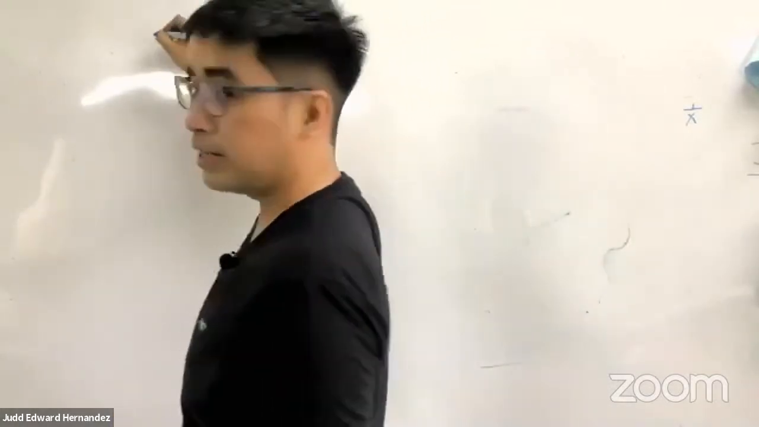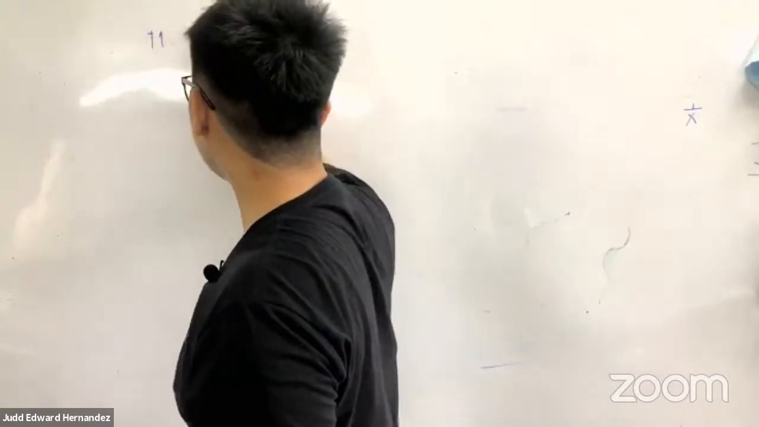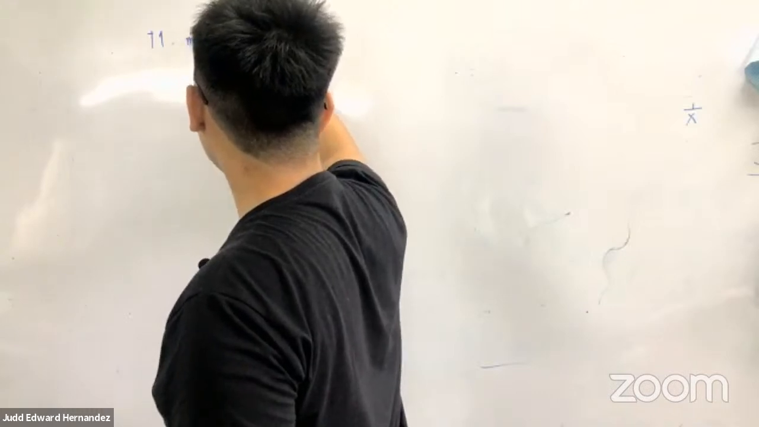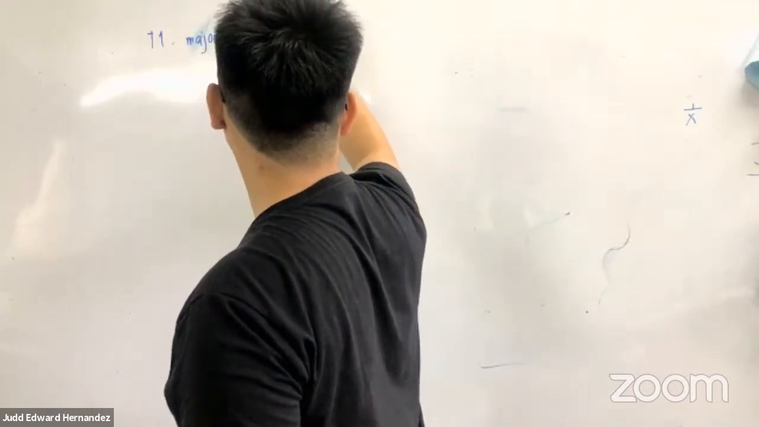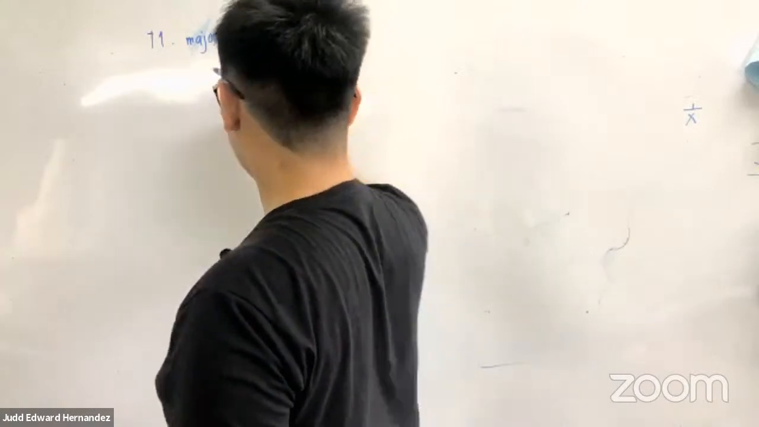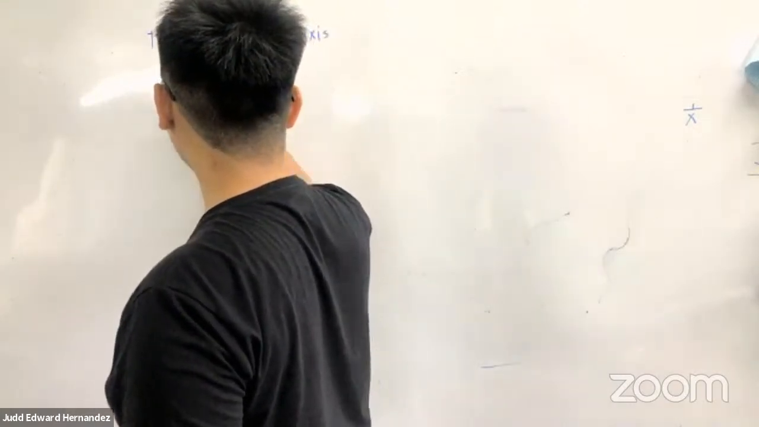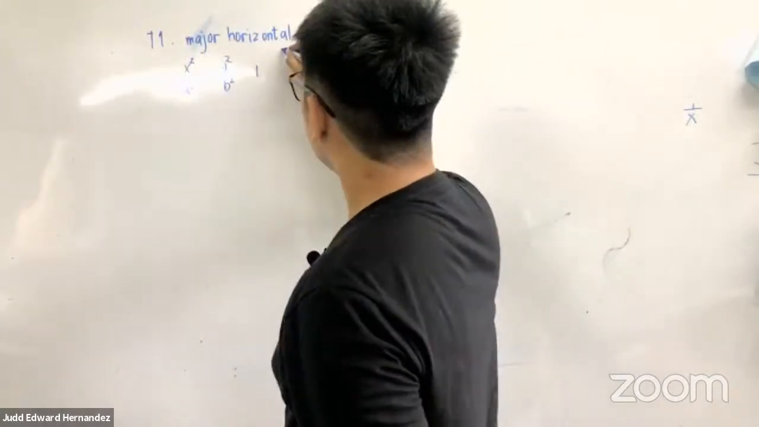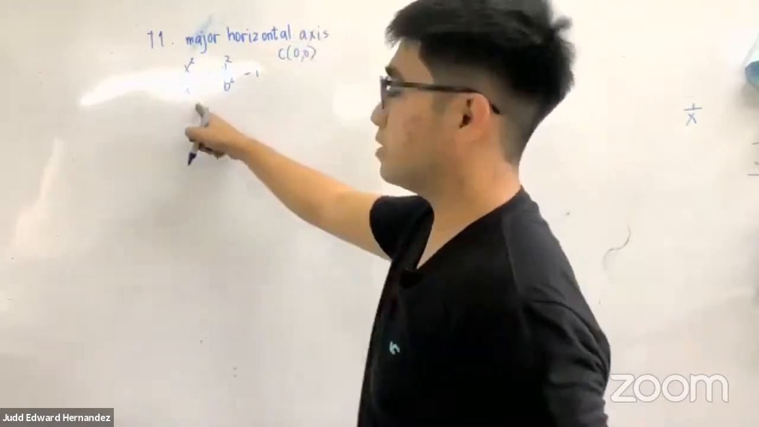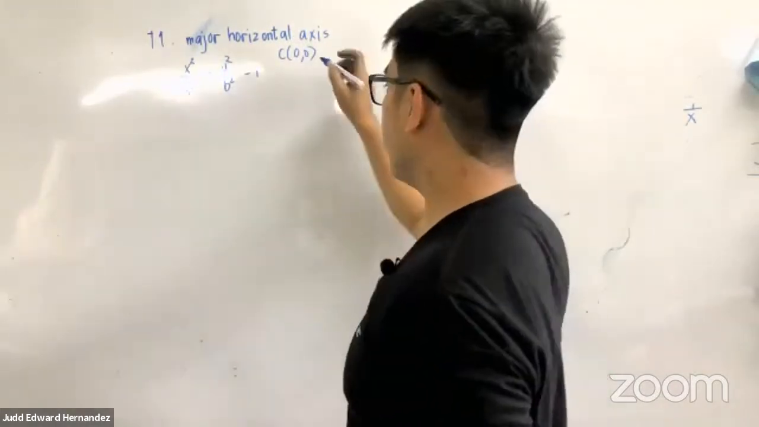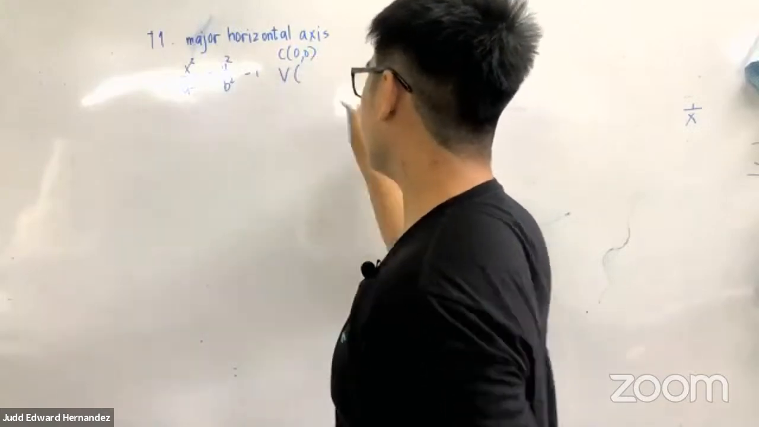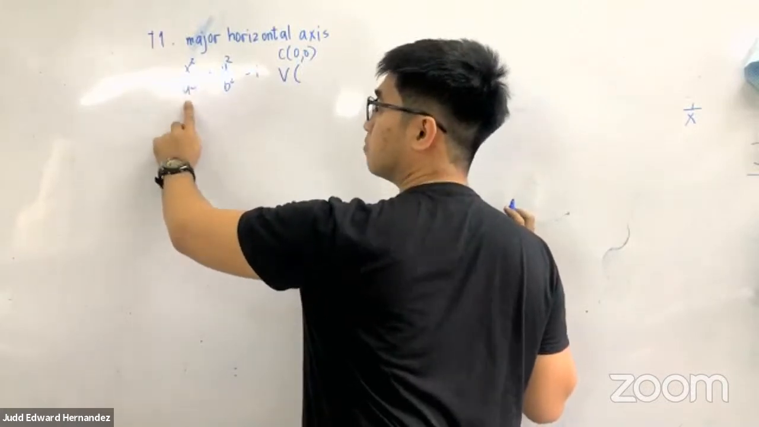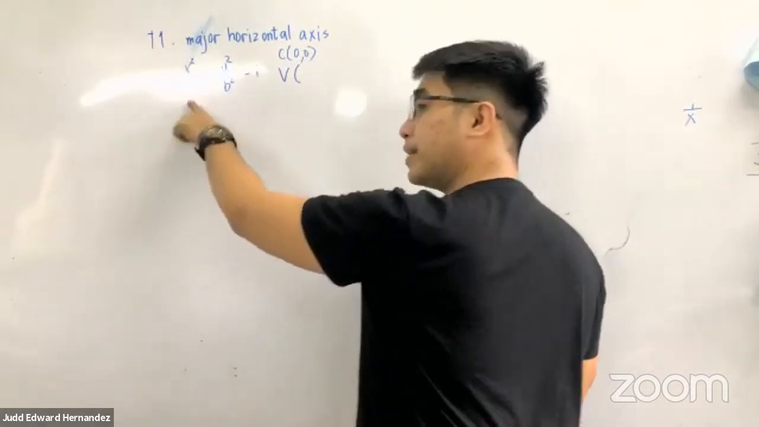Okay, so, let's have theorem 1. For theorem 1, again, yung formula natin is, for theorem 1, that is major horizontal axis. And our formula is x squared over a squared plus y squared over b squared is equal to 1. The center is located at the origin, since this is the formula. And the vertices, so, since asa x squared yung A, ibig sabihin, yun yung gagalawin natin.